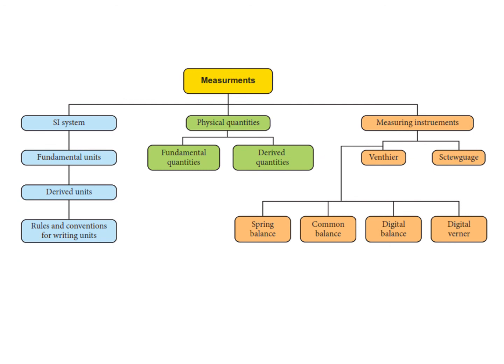Summary of the lesson. Measurement. Under measurement, we have learned 3 concepts. One is SI system, systems of units. Under that, SI system, fundamental units, derived units, rules and convention for writing units. The second one is physical quantities. Under that, we have learned fundamental quantities and derived quantities. The third one is measuring instruments. Under that, we have learned about vernier, screw gauge, spring balance, common balance, digital balance, and digital vernier.